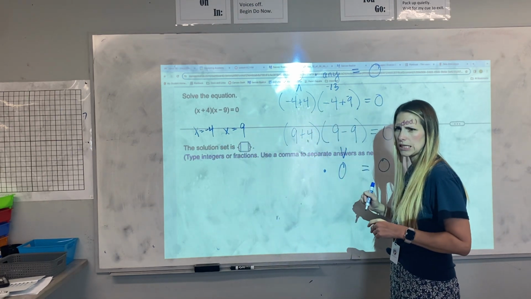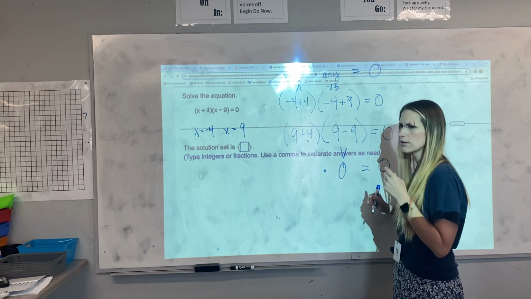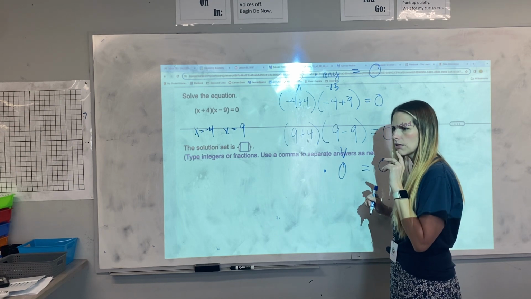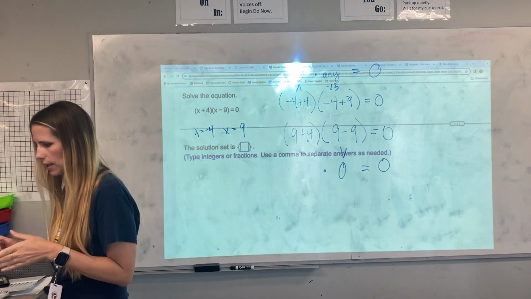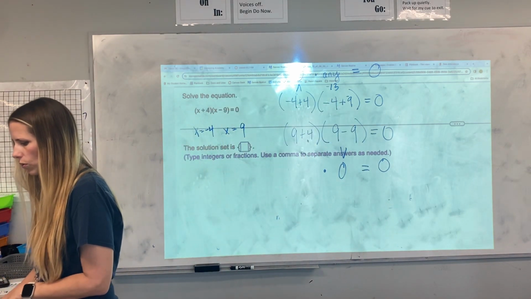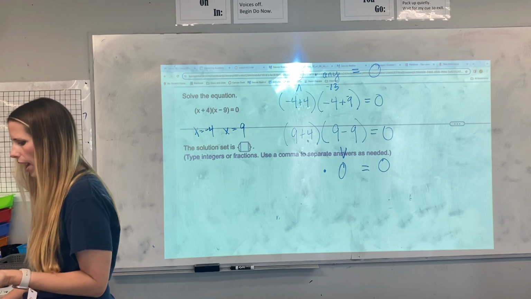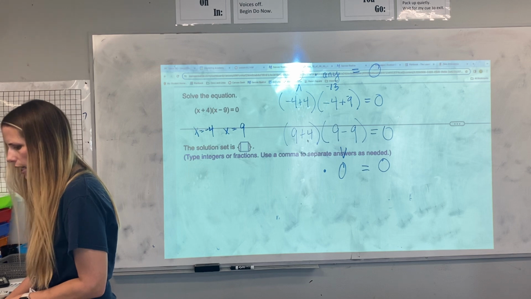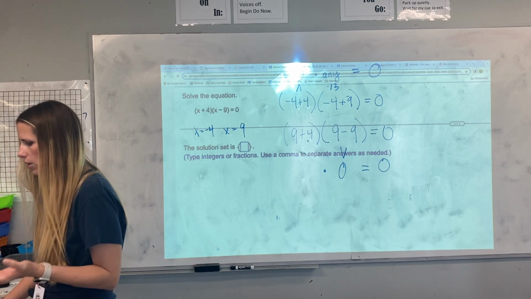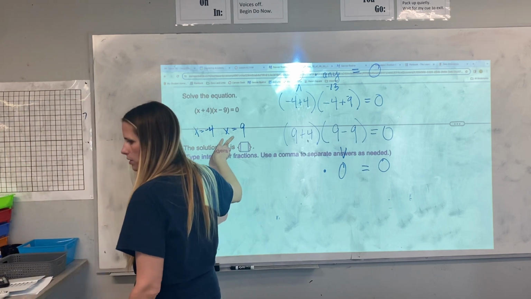So how do I type this in? Type what in? Negative 4. So we're going to read the instructions. It says the solution set is, it says type integers or fractions. We don't need fractions because we have integers right there. Use a comma to separate answers as needed. So all you have to do is type in both of these numbers.